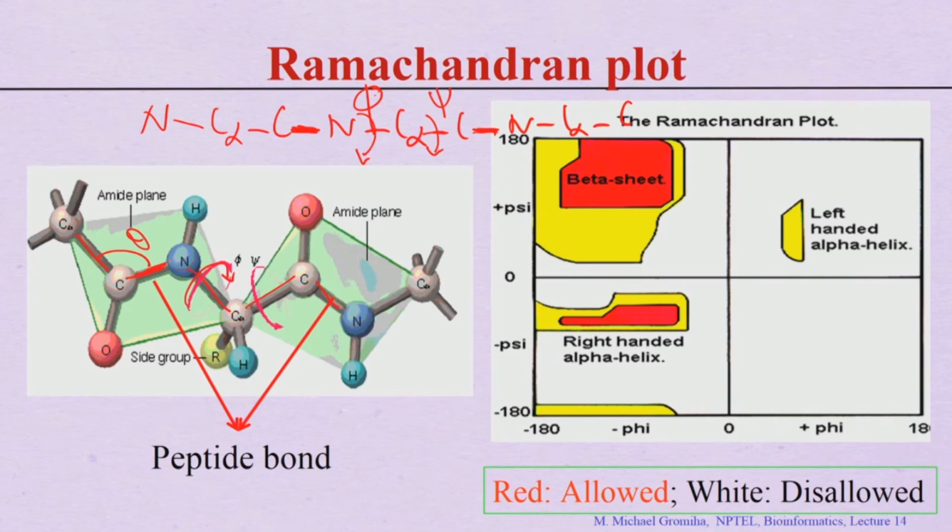But in the case of a dihedral angle, how many atoms are required? 4 atoms are required. First 1, 2, 3 form a plane and 2, 3, 4 form another plane. A dihedral angle is the angle between these two planes. Here in this case, we can see the phi and psi angles.